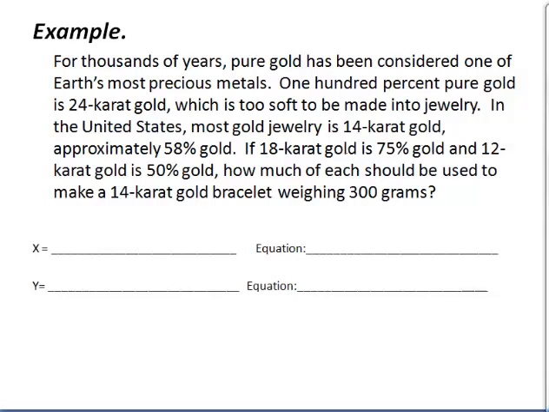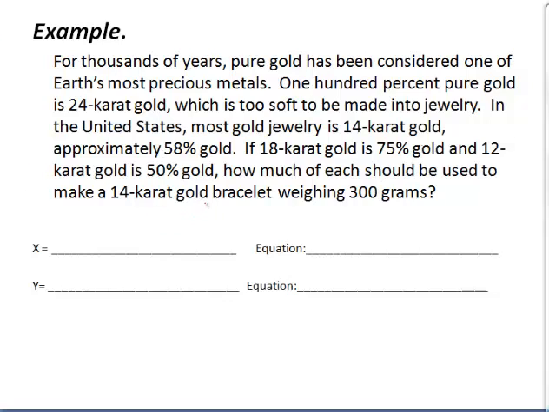For thousands of years, pure gold has been considered one of Earth's most precious metals. 100% pure gold is 24 karat gold, which is too soft to be made into jewelry. In the United States, most gold jewelry is 14 karat gold, approximately 58% gold. If 18 karat gold is 75% gold and 12 karat gold is 50% gold, how much of each should be used to make a 14 karat gold bracelet weighing 300 grams?